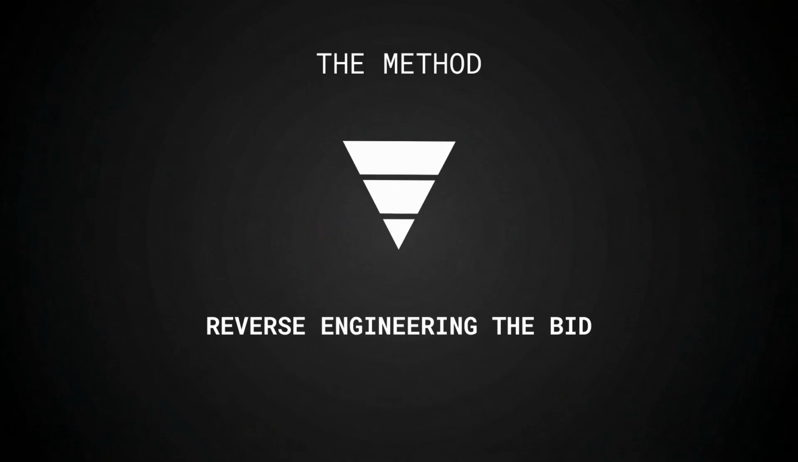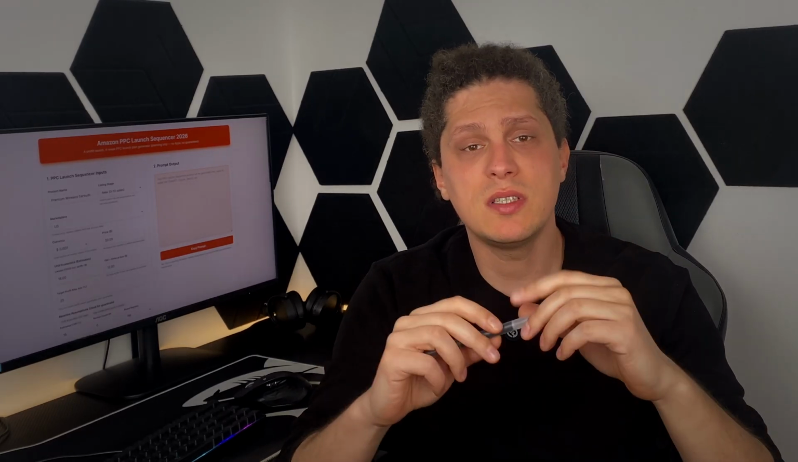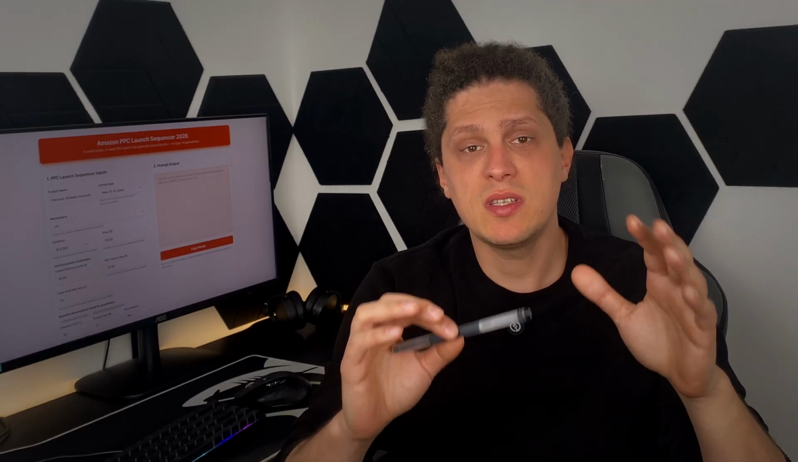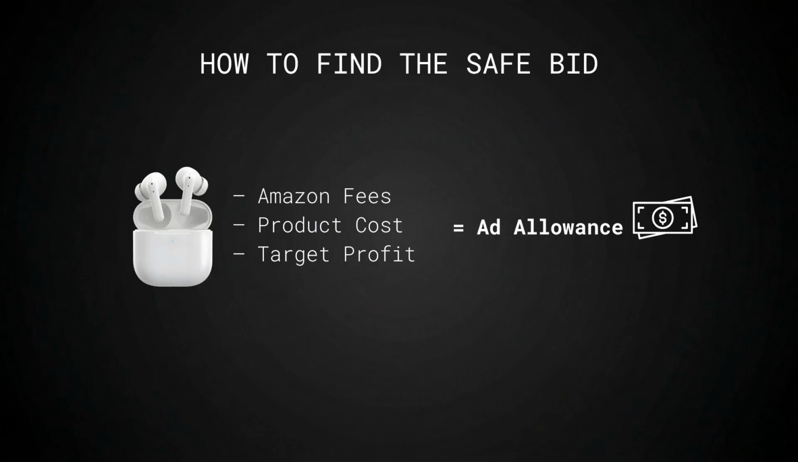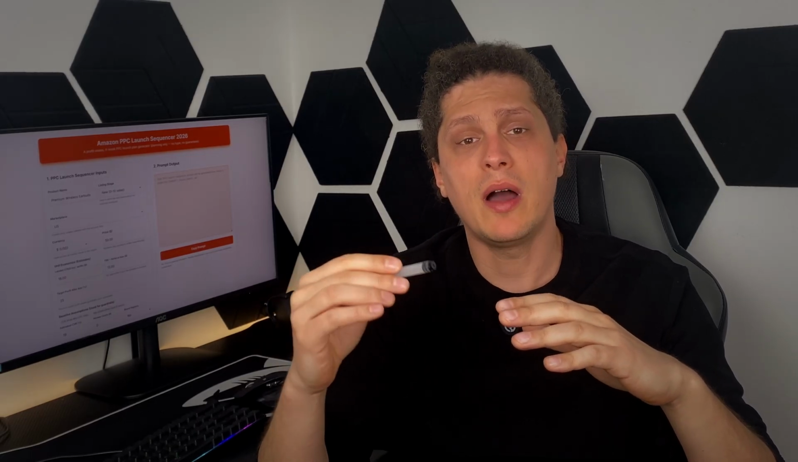I developed a method and call it reverse engineering the bid. Imagine the selling price of a product. Let's use wireless earbuds for $50. To find a safe bid, costs must be subtracted first. So subtract the Amazon fees, subtract the product costs, and subtract the target profit. Whatever is left is called the ad allowance. This is the absolute maximum amount available to buy a customer.